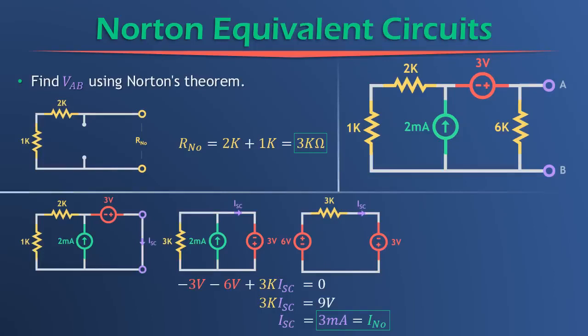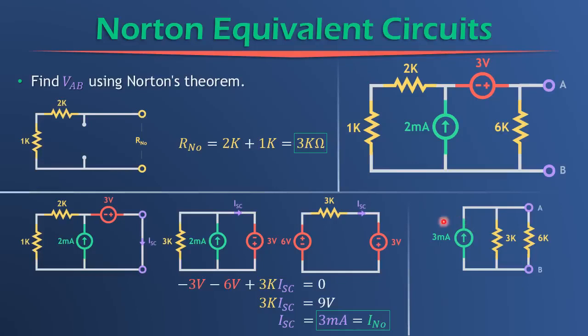Now let's rewrite our circuit in its Norton form, and now we can solve for VAB. Here it is. We have our 3 milliamp source, which we just determined, in parallel with the 3K resistor. And again, as we did before, we tack on that 6K load resistor right here, because that has to be included in our analysis to find VAB.